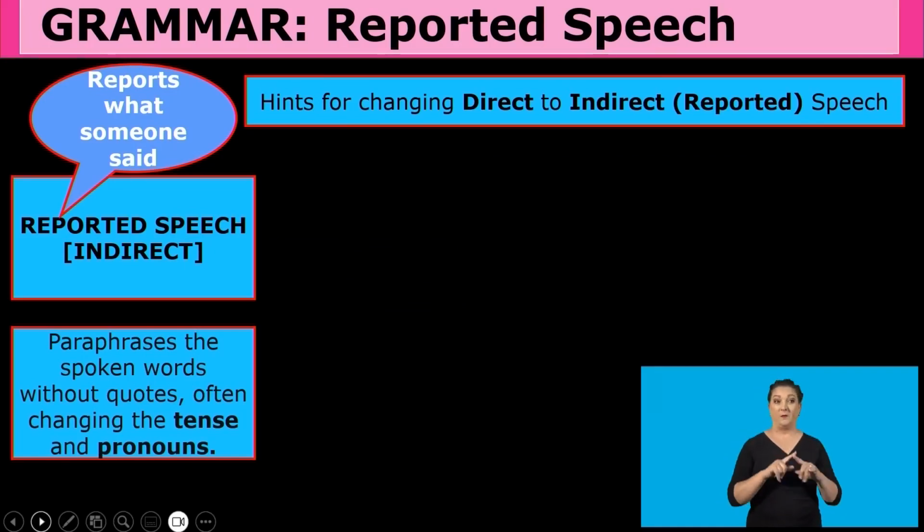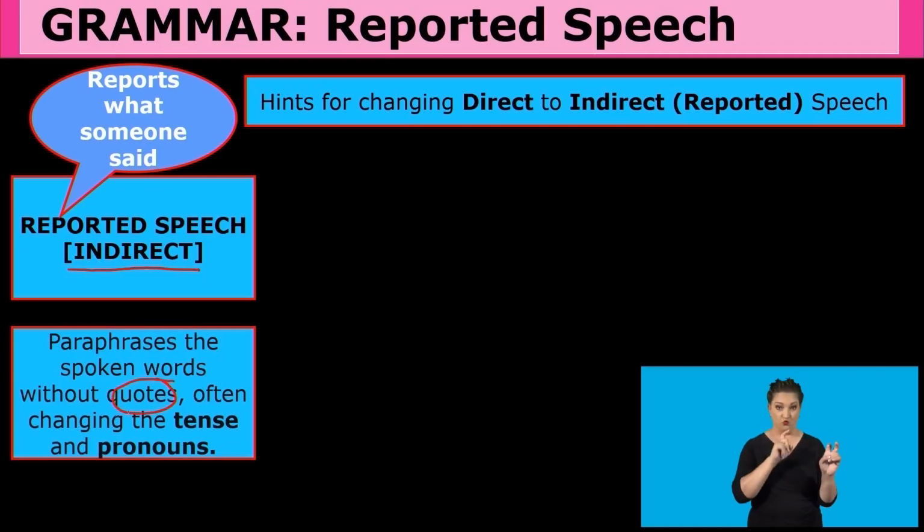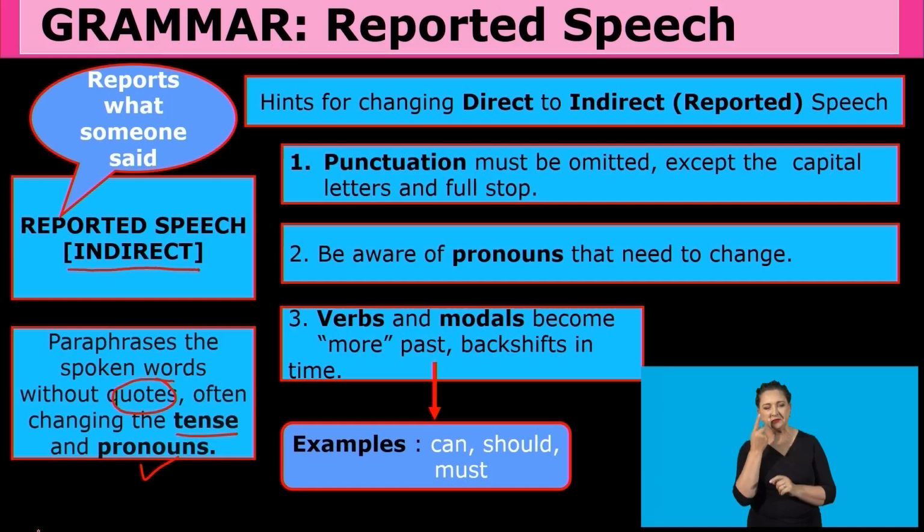Now we're moving on to reported speech. Remember that your reported speech can also be called the indirect speech, and it paraphrases spoken words. So what we say is paraphrased without using quotes and often changing the tense as well as the pronouns. So let's look at hints for changing. Number one, your punctuation must be omitted except for the capital letters and the full stop. So remember, our capital letters start sentences and our full stops end sentences. So they need to be there.